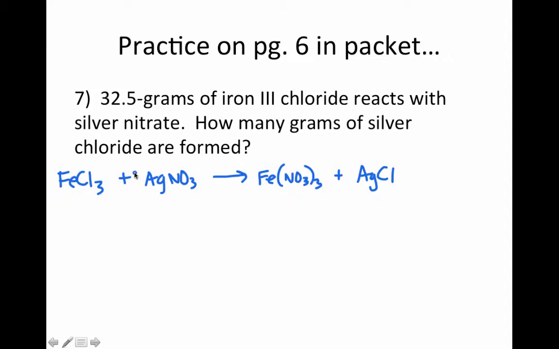I'm going to need to balance this one, so I'm going to put a 3 here. If this is going a little bit too fast for you, feel free to pause the video. So let's see, 1 iron, 3 chlorines, 3 silvers, 3 nitrates. That one looks balanced. All right, now it says 32.5 grams. I always like to label right under the equation or above it, just so I know where I'm going. And it says how many grams of silver chloride are formed. So we're starting with 32.5 grams of iron 3 chloride, and we want to know how many grams of silver chloride. So again, 3 steps.